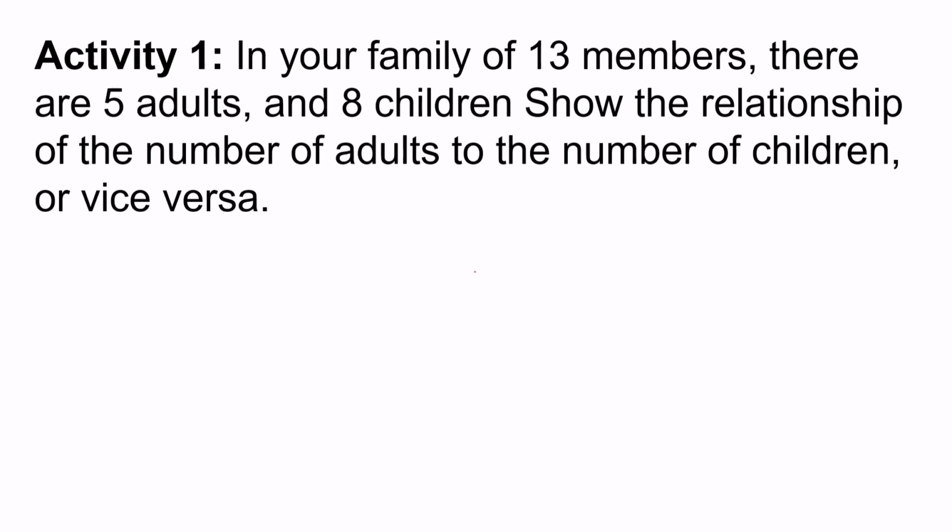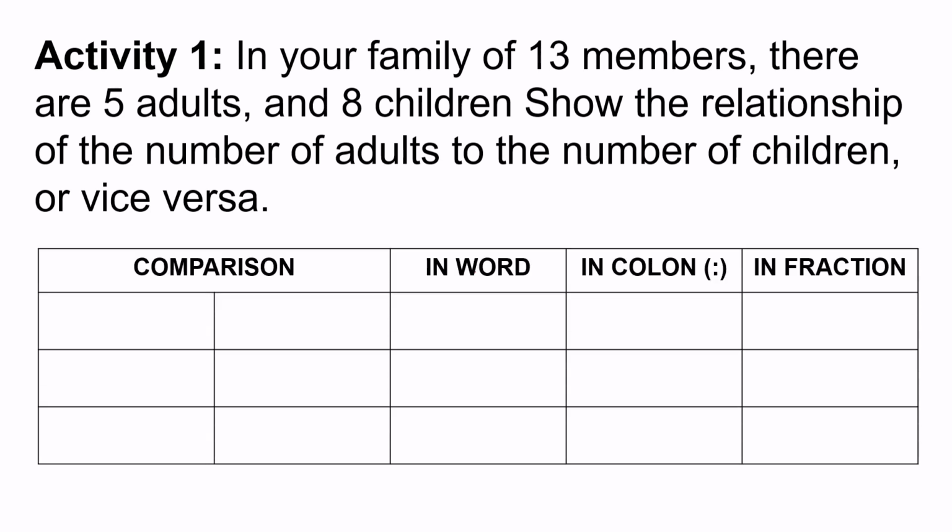Again, activity 1. In your family of 13 members, there are 5 adults and 8 children. Show the relationship of the number of adults to the number of children or vice versa. So, we can answer this using a table. As you can see, we have comparison in word, in column, and in fraction. Why comparison? Because the problem is asking to show the relationship.